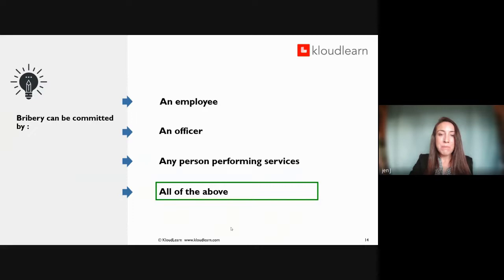Bribery can be committed by who? An employee, an officer, any person performing services, or all of the above? All of the above.